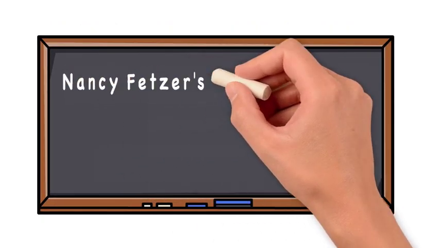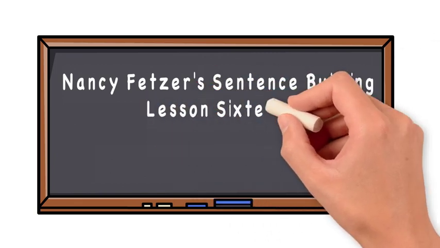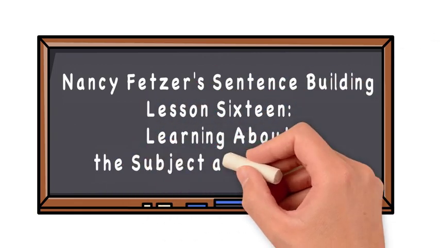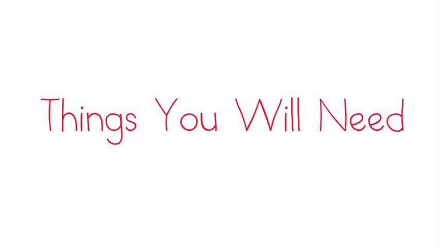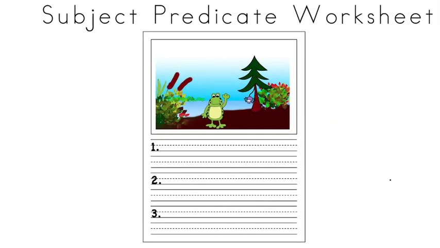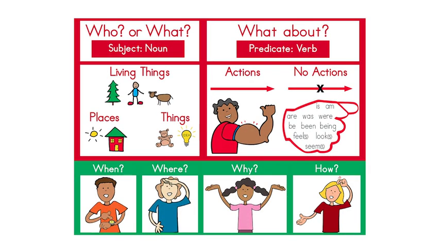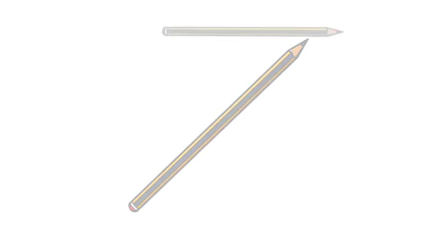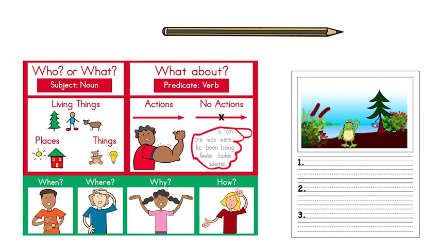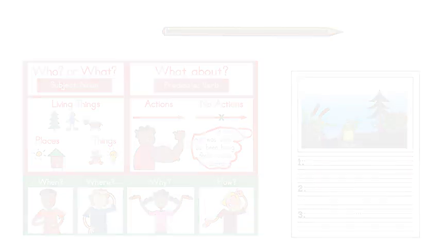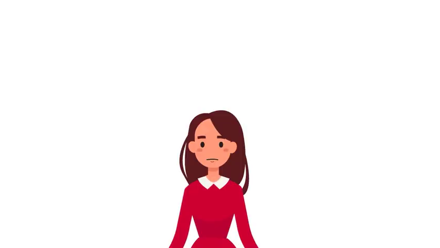Nancy Fetzer's Sentence Building, Lesson 16, Learning about the Subject and Predicate. These are the things that you will need: the Subject and Predicate worksheet, the Who-What chart, and a pencil. We are ready to begin.